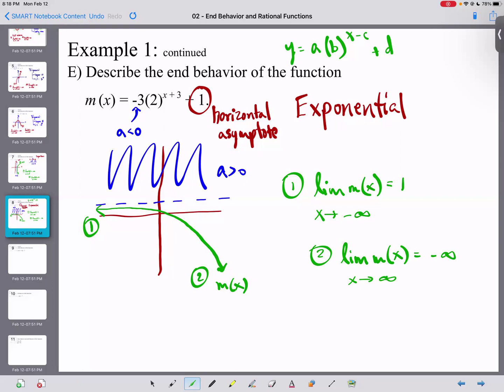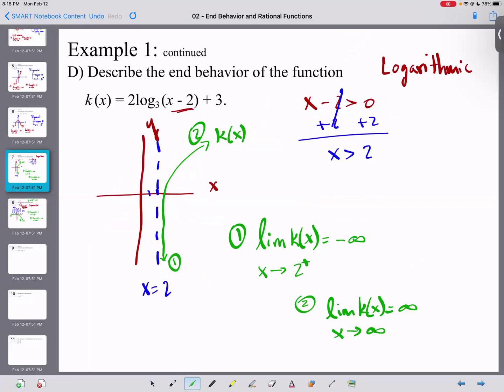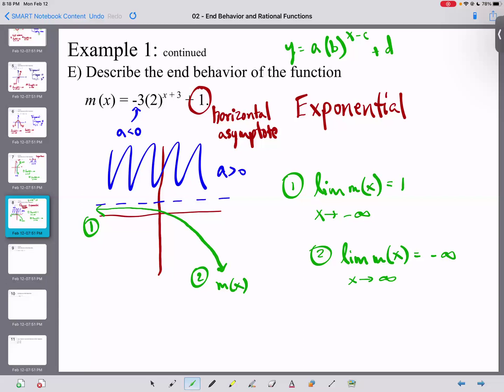Now again, like logarithms, exponentials have one value that's not an infinity. So polynomials will be full of infinities on their limits, the end behaviors, but for exponentials and logarithms, each one of them had one value that was not an infinity. So in this logarithm, it was the x approaching 2 plus. And for this exponential, it's just the limit of m of x as it approaches 1.